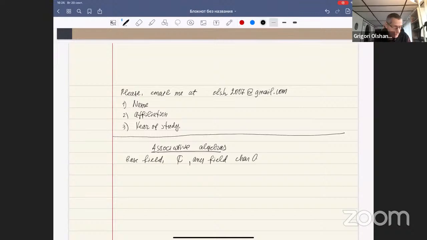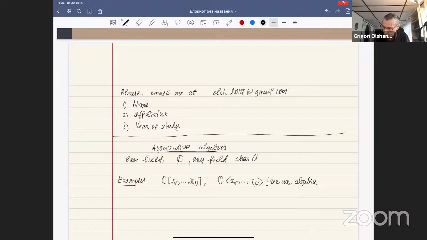And what are basic examples of associative algebras? Examples: algebras of polynomials, which is a commutative algebra, and the free associative algebra. If something is unclear, please ask questions.